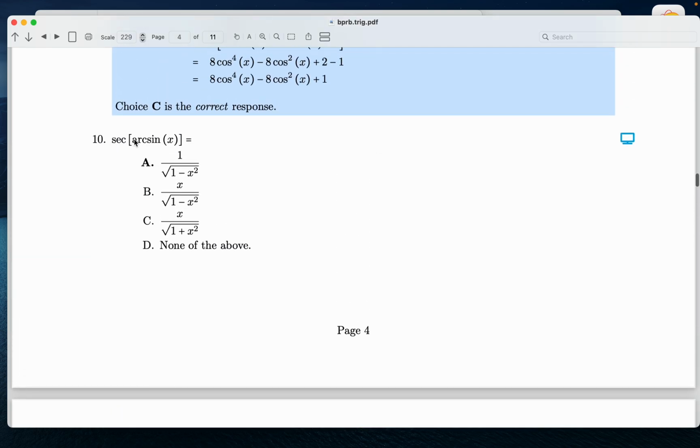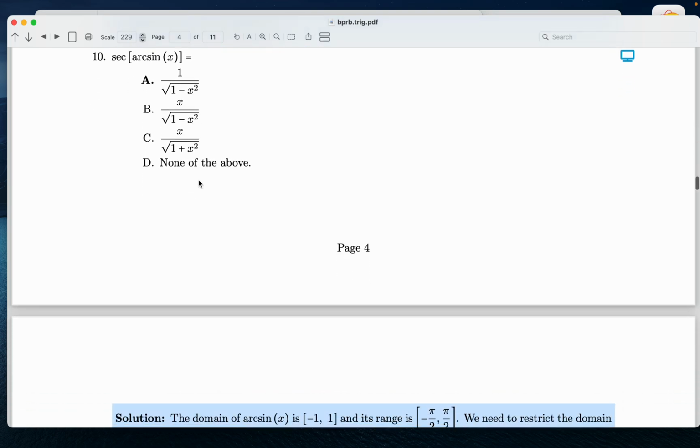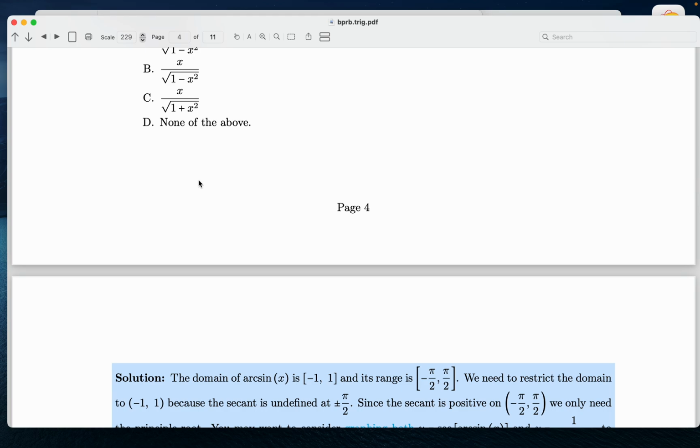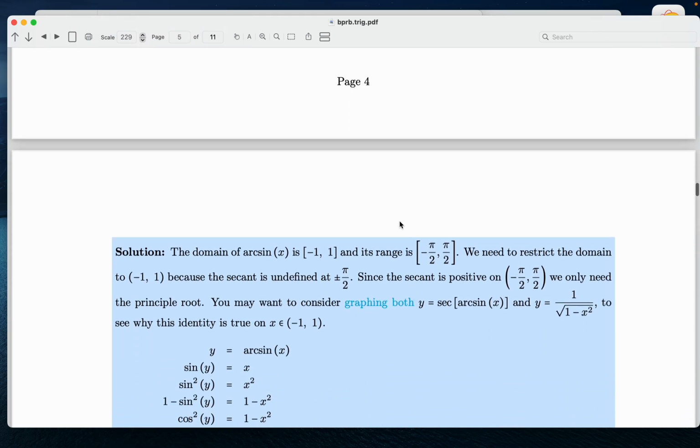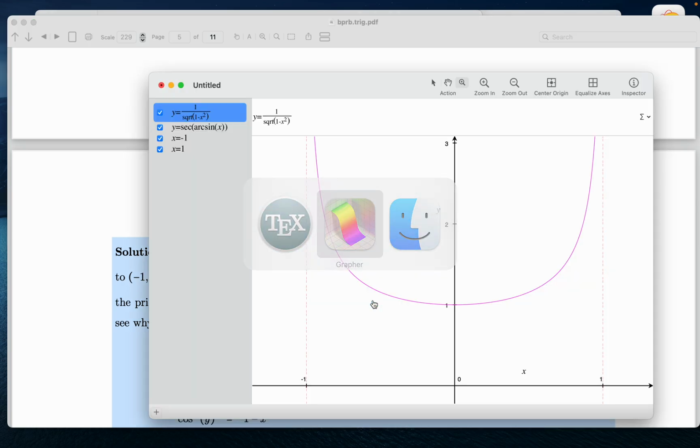And the claim I'm making is that this here, the secant of the arc sine of x, is equivalent to this expression over here, which is 1 over the root of 1 minus x squared. And that's only true for the x that are between minus 1 and 1, not including those numbers. And of course, that's specified over here. So what I want to do is go to a graphing application, and you're free to use whatever application you want. And I want to go through that with you.